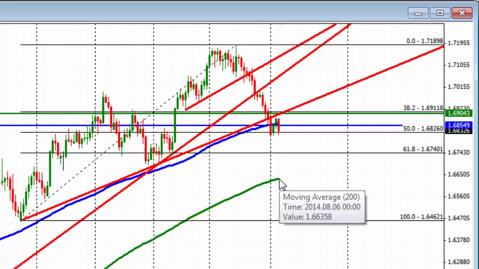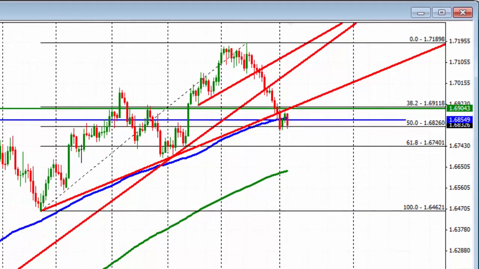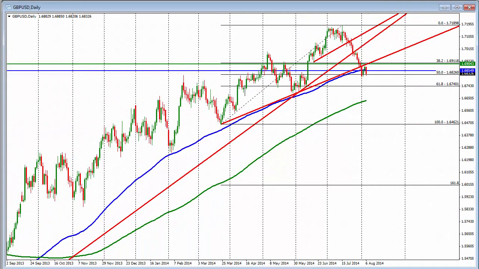And then we'll reevaluate the situation. And so that's what the longer term chart is saying. Stay below the 100-day moving average, keep the bearish bias.